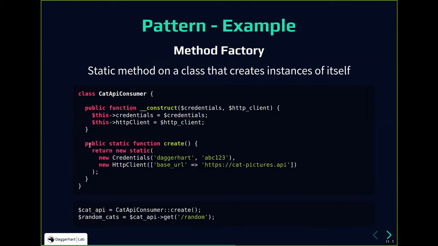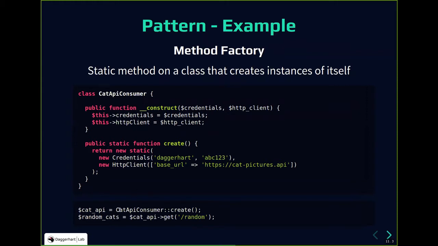Generally the way this works is you'll create a static function on your class. The static function means that you can run this function without an instance of the class being available. This function is stored in the memory of the system even without an instance of the cat API consumer existing. So that is how we're able to run static functions.